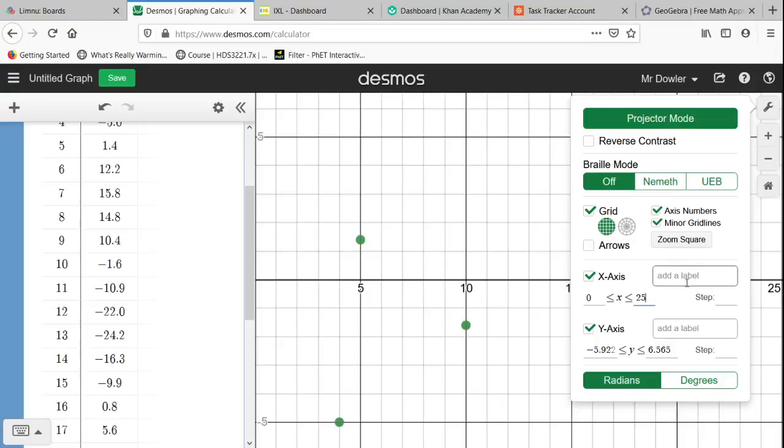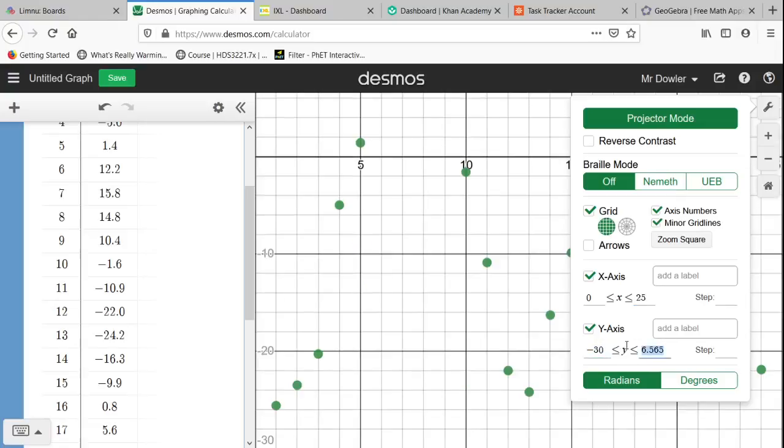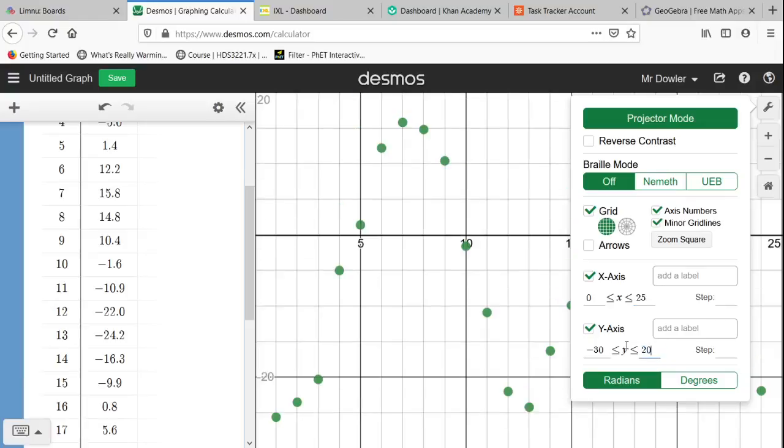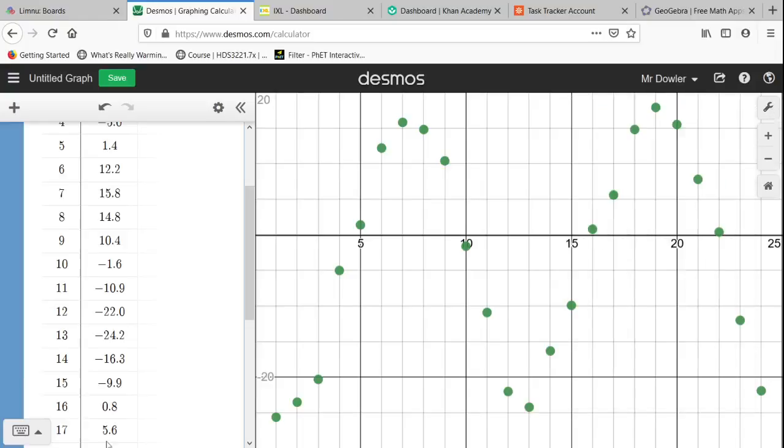The lowest temperature we see is negative 25.6, so I'm going to pick negative 30 for the low end of the Y. The highest temperature that we see appears to be 17.9, so I'm going to go to 20. So here is our data.